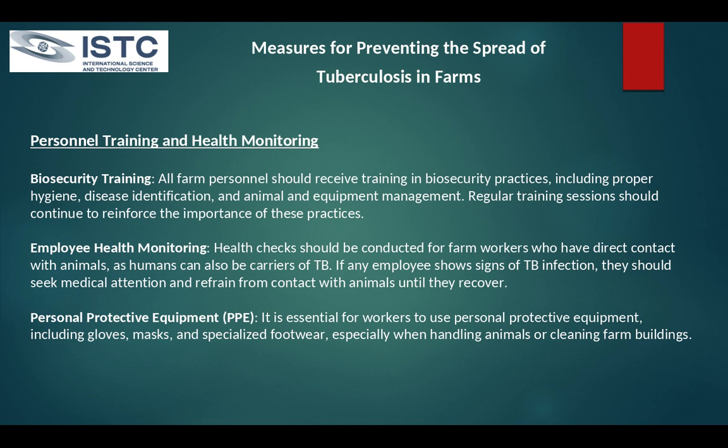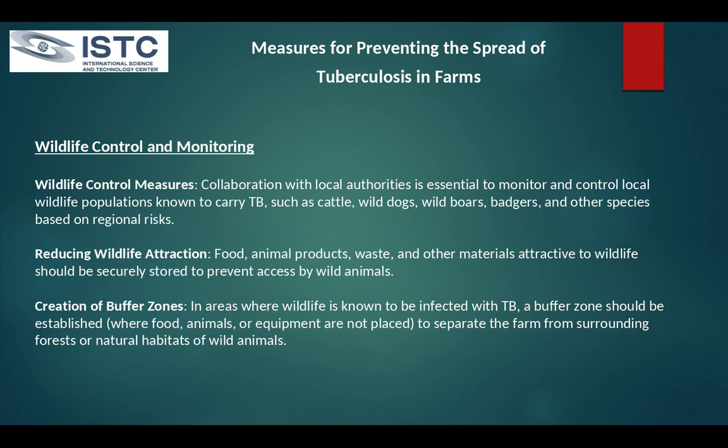Training and health monitoring of farm personnel. Biosecurity training. All farm personnel should receive training on biosecurity practices, including proper hygiene, disease recognition, and management of animals and equipment. Regular refresher training should reinforce these principles. Health monitoring of workers. Workers in direct contact with animals should undergo health monitoring, as humans can also carry TB. Anyone showing signs of TB infection should seek medical attention and avoid contact with animals until they recover. Personal protective equipment, PPE. Workers must use protective gear, including gloves, masks, and special footwear, especially when handling animals or cleaning farm facilities.